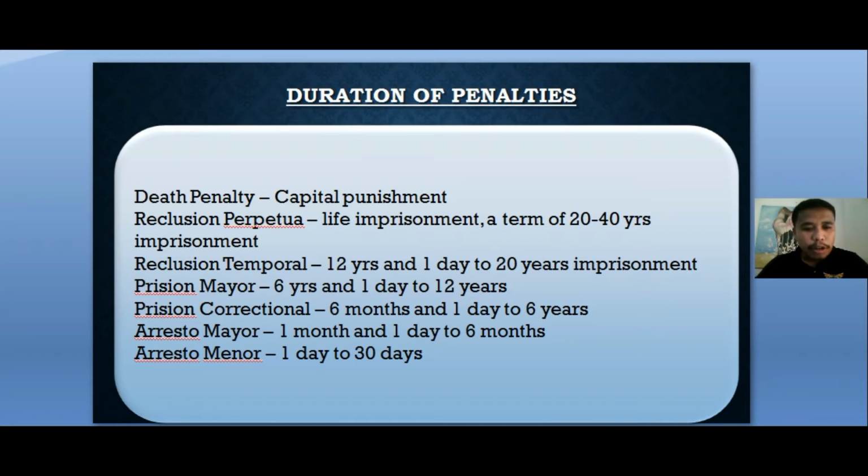Next to arresto mayor is prision correccional, that is 6 months and 1 day to 6 years. Next to prision correccional, we have prision mayor, 6 years and 1 day to 12 years. Then reclusion temporal, which is 12 years and 1 day to 20 years. And the last one is reclusion perpetua, which is life imprisonment. If it is life imprisonment, it refers to reclusion perpetua.